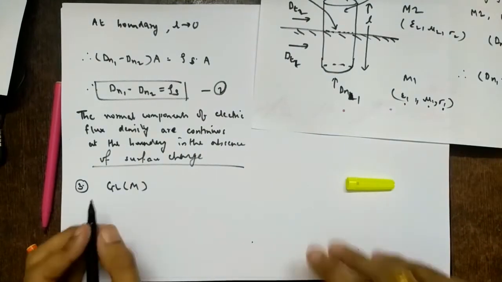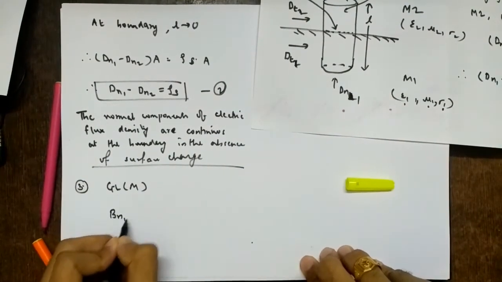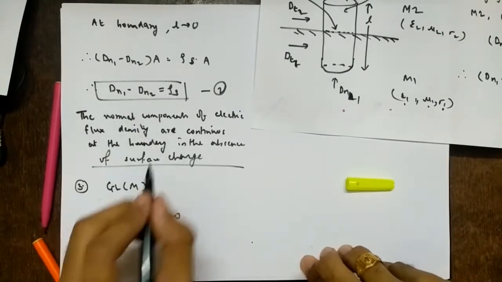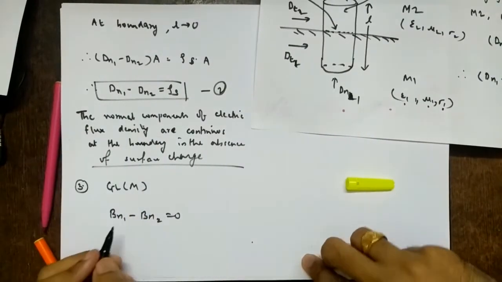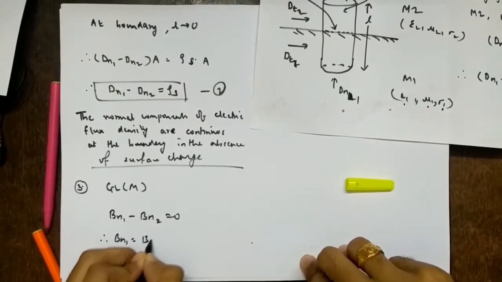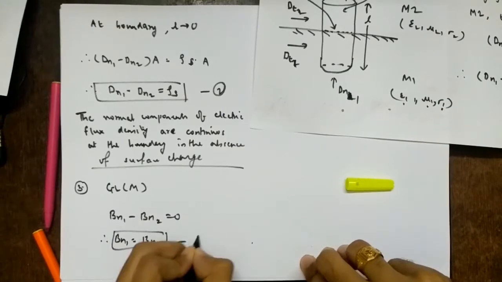So they cancel each other, right? So what we will get? In the same way, we will get Bn1 minus Bn2 equal to 0. Whatever I have said, there is no need to draw a diagram. You just have to write it and explain to the examiner. So we will get, therefore, Bn1 equal to Bn2. So this is our third boundary condition.